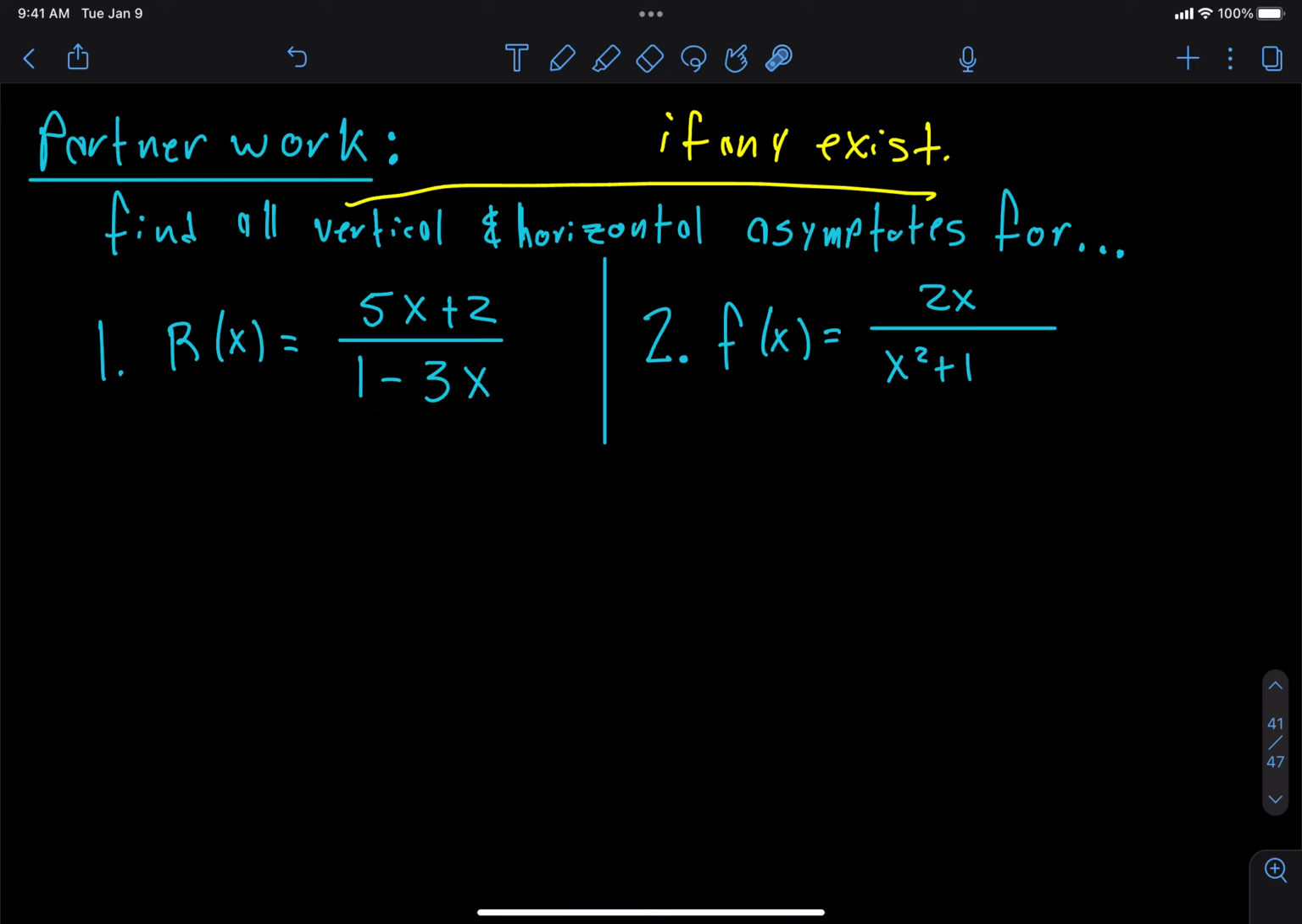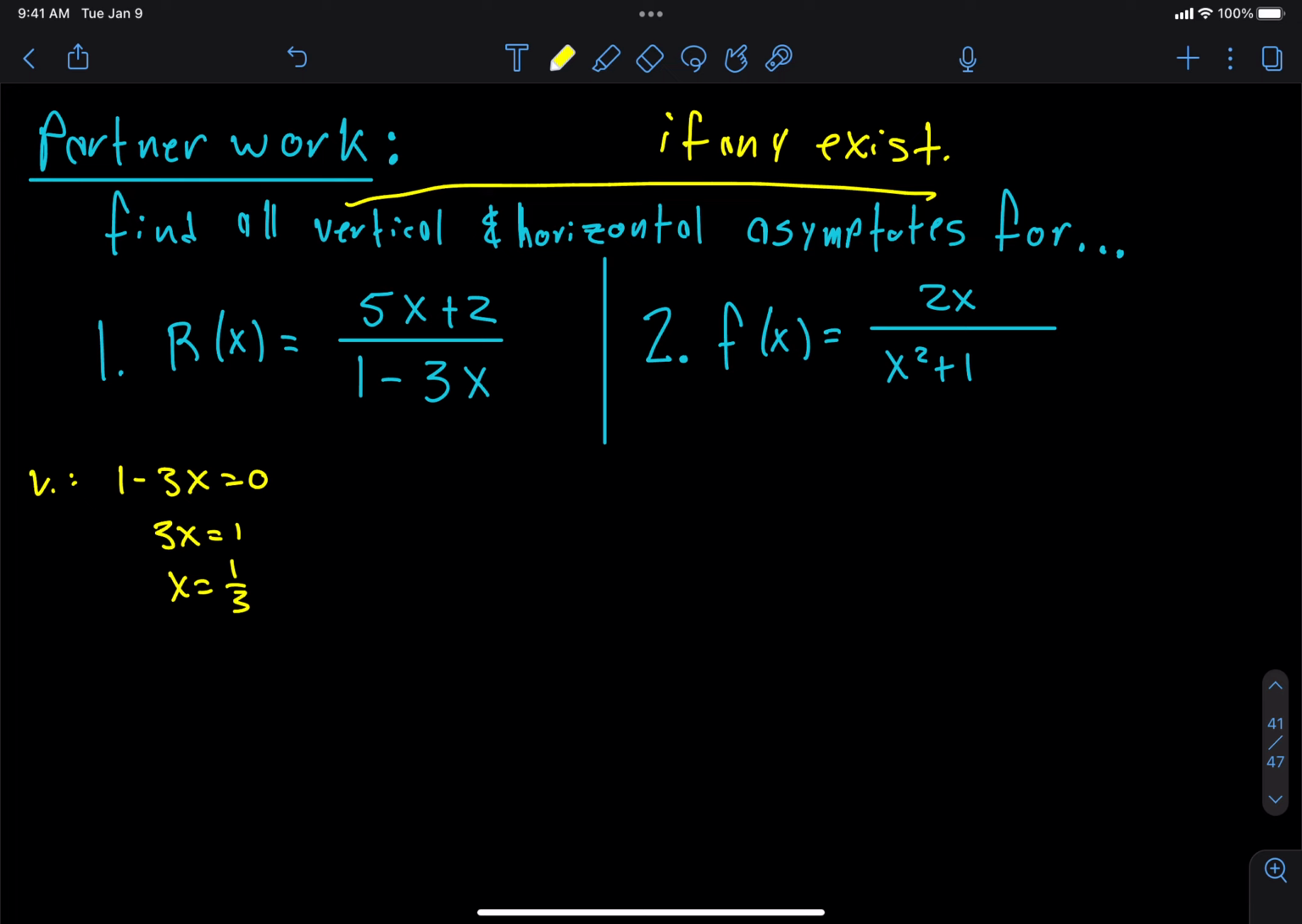We have r of x is equal to 5x plus 2 over 1 minus 3x. It's a linear function divided by another linear function. So let's talk about the vertical asymptotes first. To find vertical asymptotes, what are we going to do? We're going to check when the denominator is 0. I can try to factor this and find the zeros using the zero product property, but it's already factored. All I have to do is set it equal to 0. 1 minus 3x equals 0, therefore 3x equals 1, therefore x equals 1/3. Great, I have a vertical asymptote at 1/3, right?